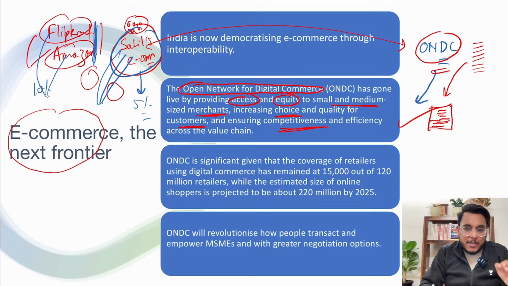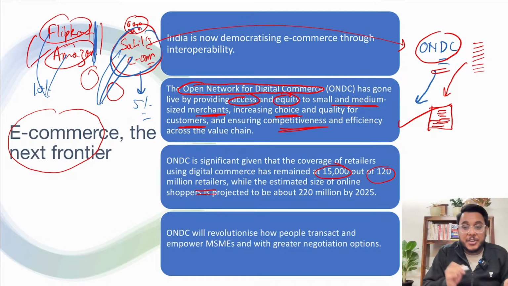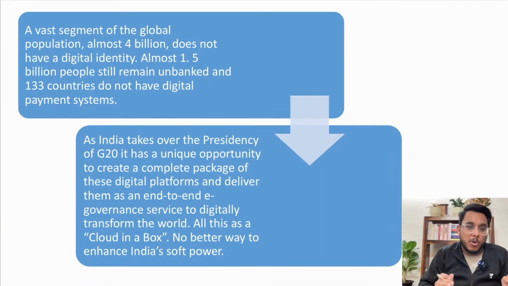Now ONDC is significant because it will give coverage to the digital retailers. Now guys, when we talk about the retailers, the digital retailers are around 15,000 out of 120 million retailers that we have in India. Only 15,000 are available on e-commerce, because the compliances on e-commerce are still very high. Now, this size will be enhanced. Therefore, ONDC is going to revolutionize the e-commerce frontier. This is the next big plan of India.